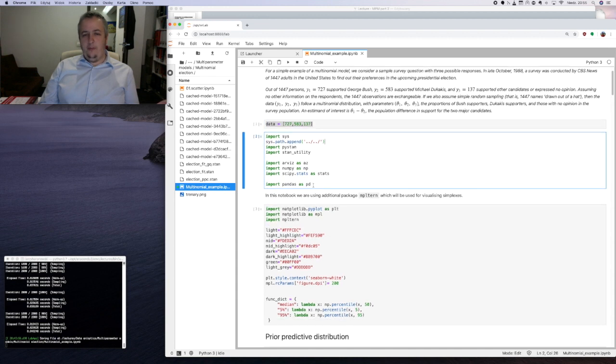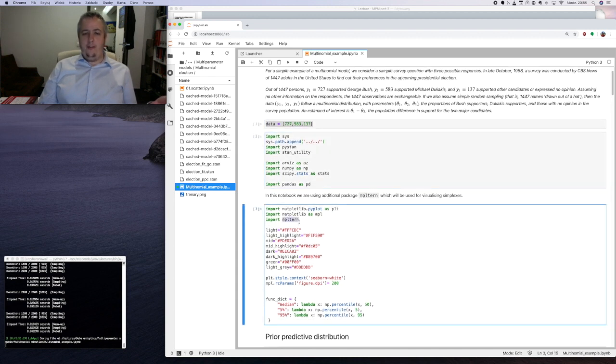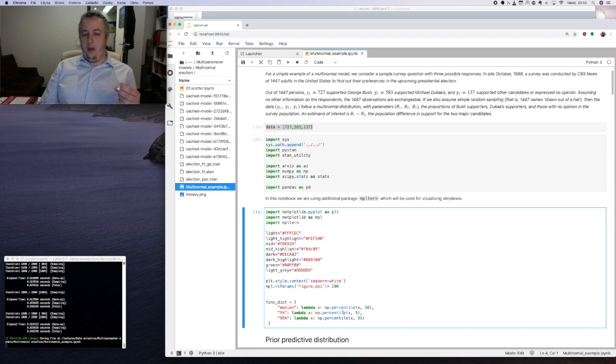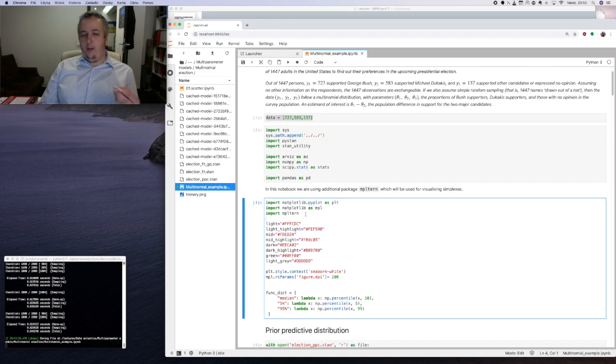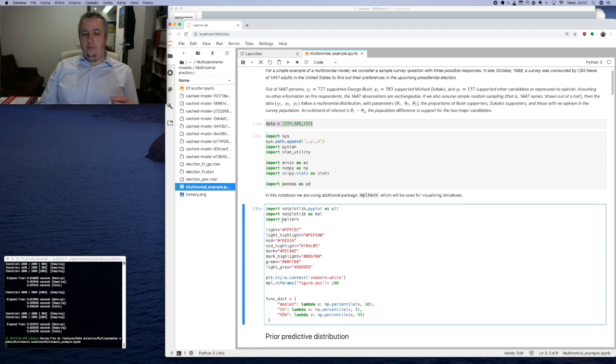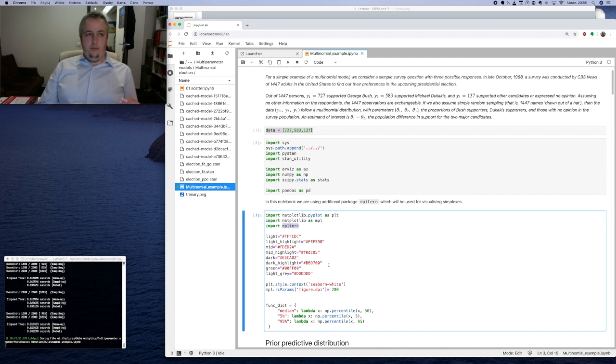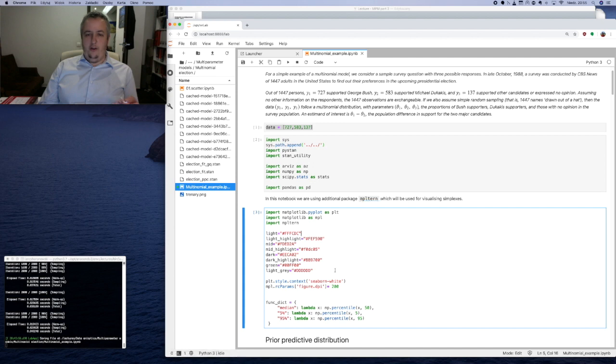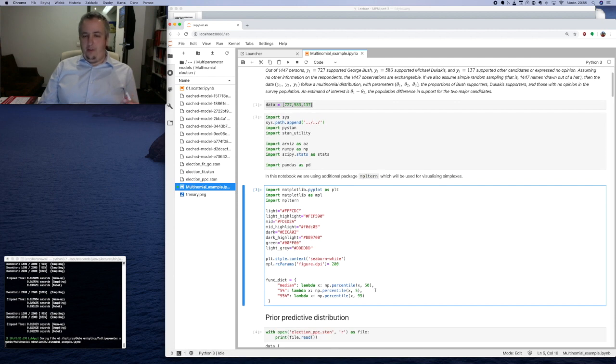And again, we start with our normal packages, with one little exception. We are also using the mpltern package, which we'll be using for visualization of simplexes, which we'll get to in a moment. This is one innovation here. If you want to repeat this computation, you will need to install this package, which is relatively without problems. You have a link here under the package name.